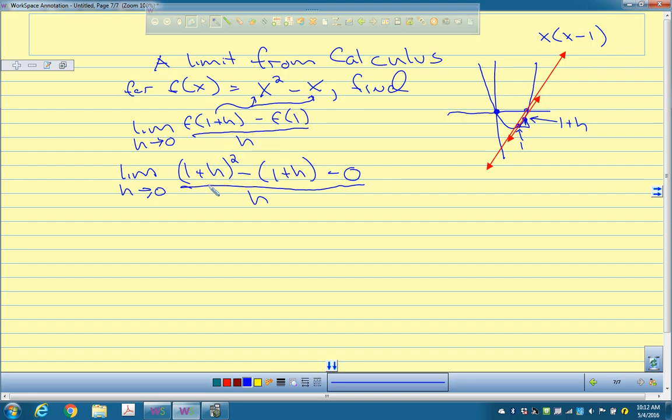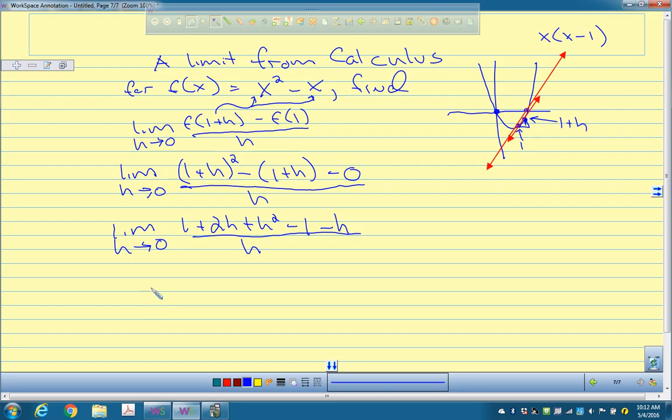I took 1 plus h and I plugged it into my original function, which is f of x, which is x squared minus x, right? Yes? No? Just bear with me, okay? Then I'm going to FOIL this, okay? So this is equal to the limit as h goes to 0 of 1 plus 2h plus h squared minus 1 minus h. Because I distributed through, the minus 0 I'm not going to worry about. And I can put an h down here.